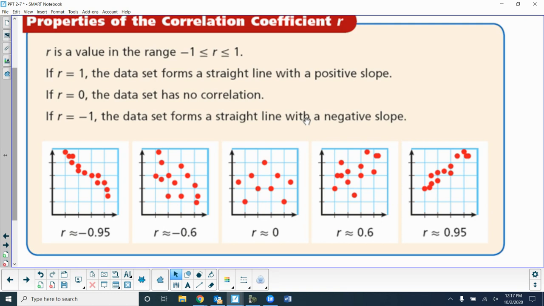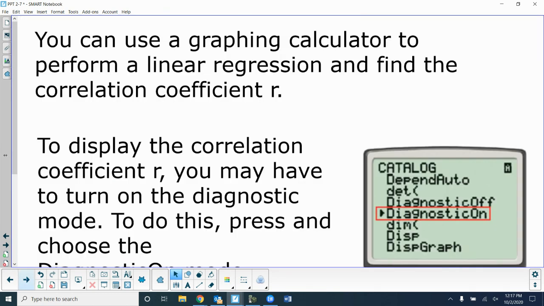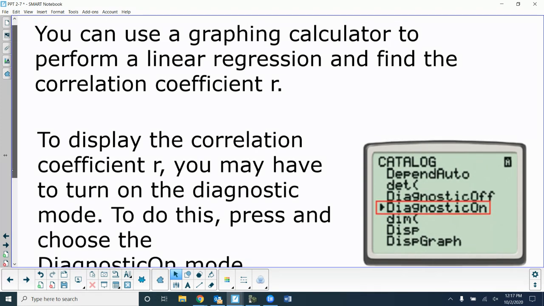Okay, is that making sense? So what's the highest value R could be? 1, and the lowest? Negative 1. Okay. And again, your calculator will find this. Okay, we're not going to figure out how to do this by hand. It's just a big, huge formula. We're not going to worry about it. So get a linear or a graphing calculator.